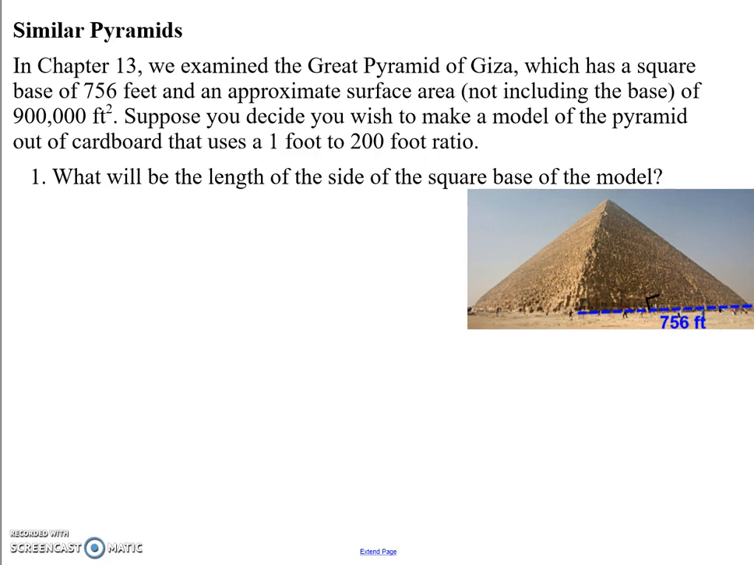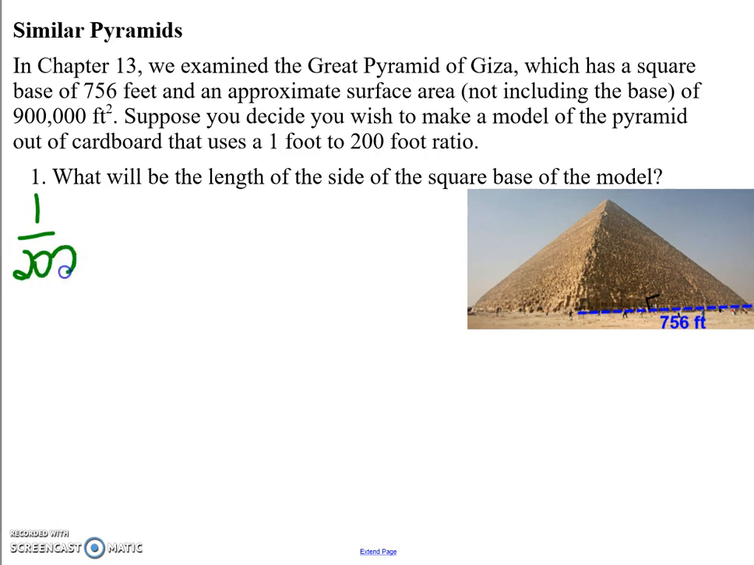Now let's look at the similar pyramid problem. So before we talked about the idea of the Great Pyramid of Giza, which has a square base of 756 feet and approximate surface area that doesn't include that base of 900,000 square feet. And we want to make a model that's 1 foot to 200 foot ratio. So we want to know what's the length of each side of the square base. So here I'm dealing with the length of it. So my scale factor is a length ratio.